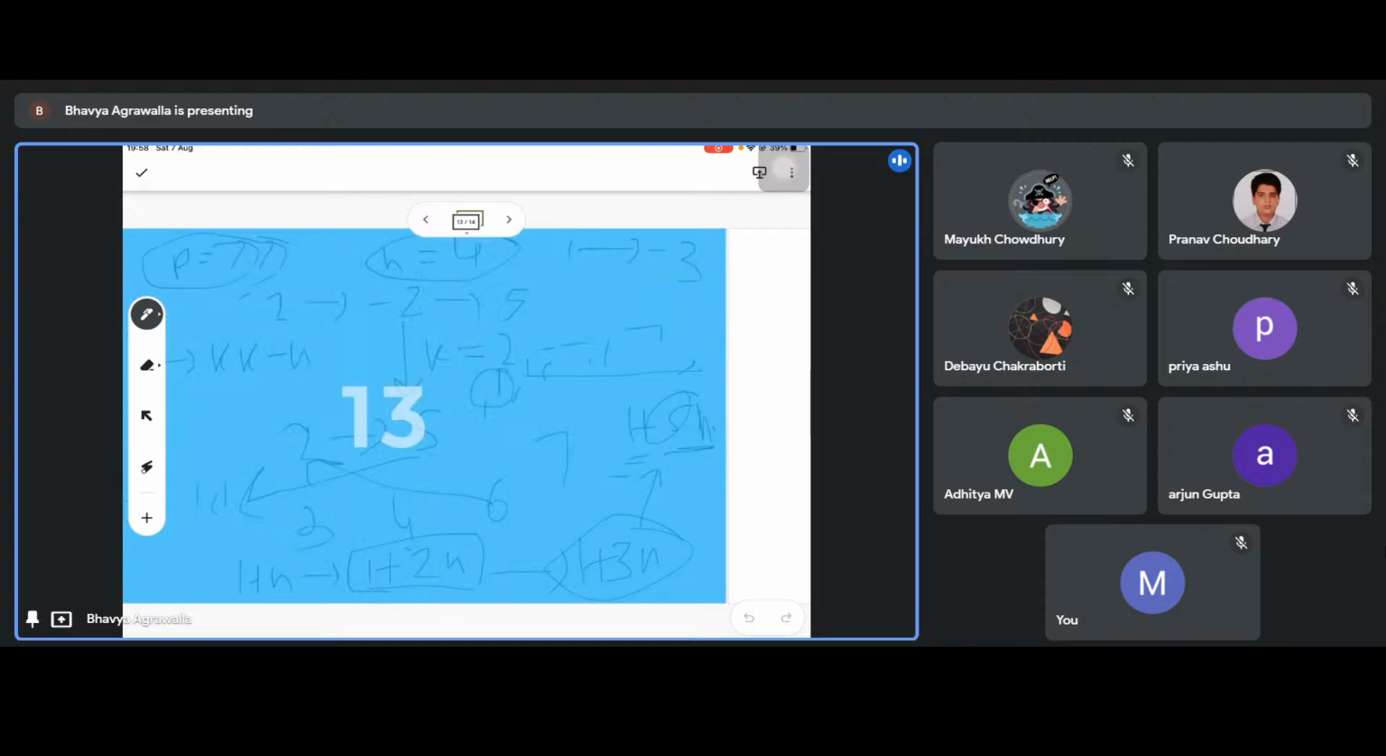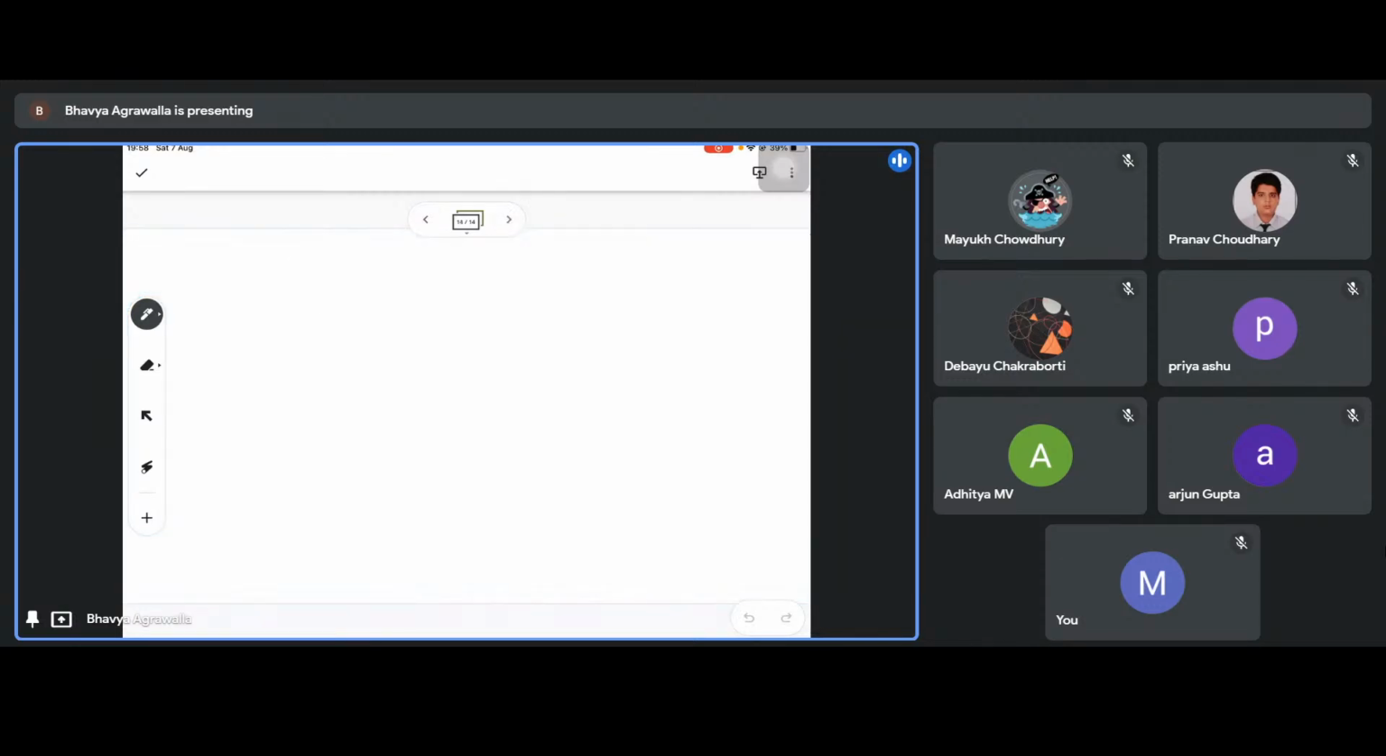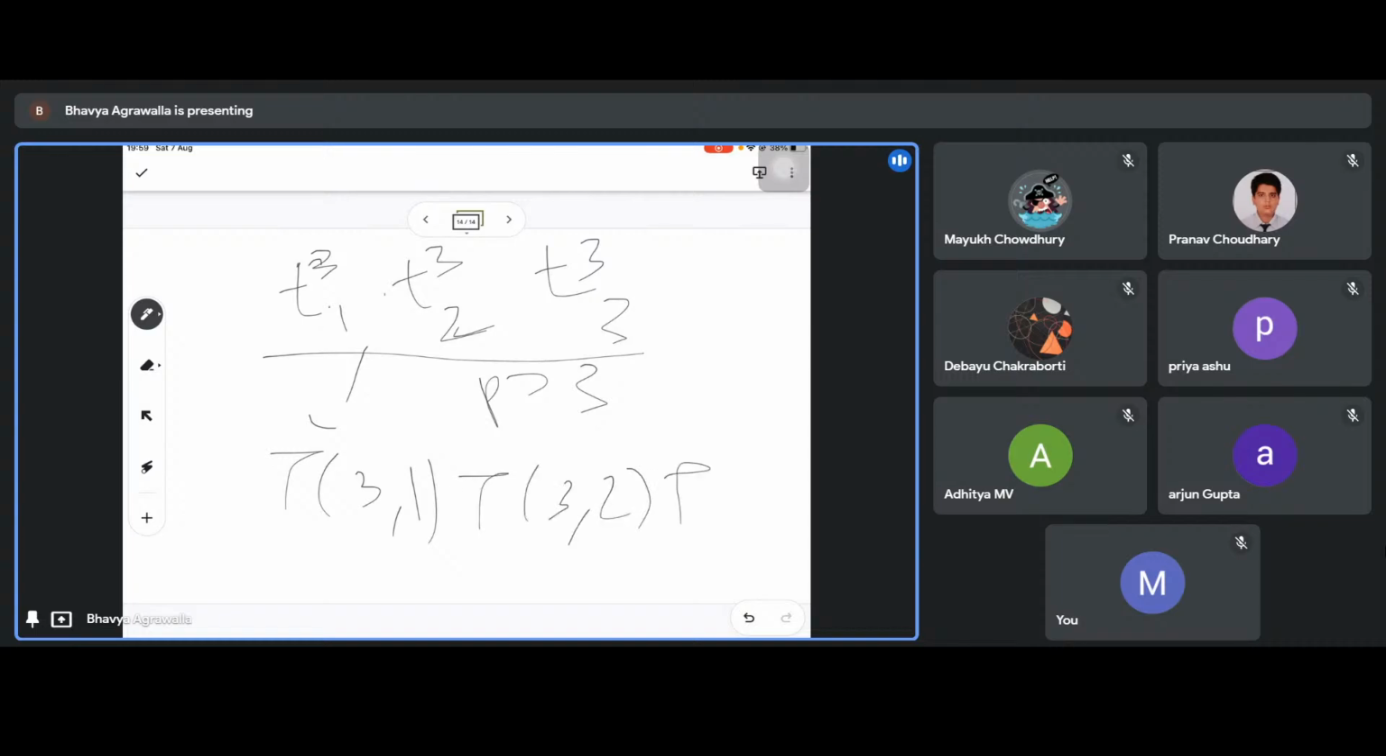And so you can keep on going down like this, but obviously for 2, this thing does not hold: t of 2 comma 1 is not equal to t of 2 comma 2. For 3, these three things are not equal: t of 3 comma 1, 3 comma 2 and t of 3 comma 3, if p is greater than 3. So for small cases it does not hold, and that's why it should not hold for any n less than p. So we are done with the reverse part also.